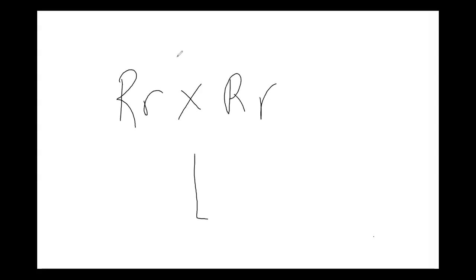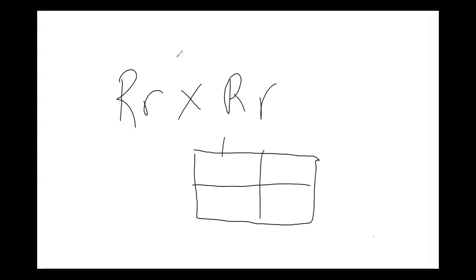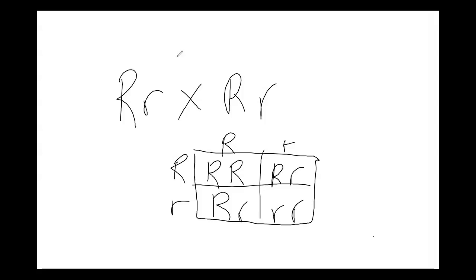The second one wants you to cross two heterozygote parents. Get my pen ready. Big R, little r, big R, little r. So those are two heterozygous parents. I'm going to draw my box, and then I'm going to put the letters on top. Big R here, little r here. Big R here, little r here. And then I'm going to fill in my boxes. Big R, big R, big R, little r, big R, little r, little r, little r. Okay?